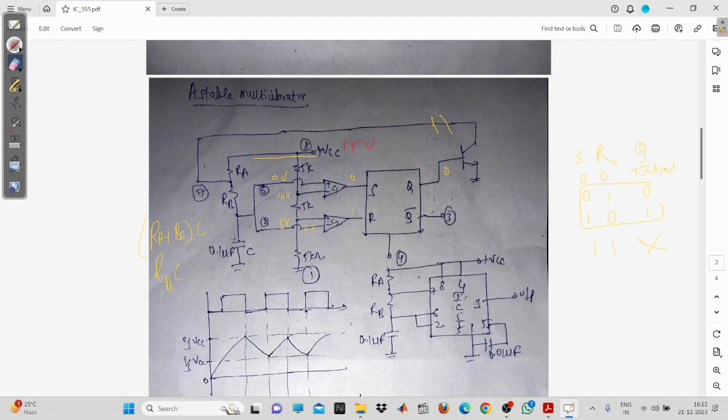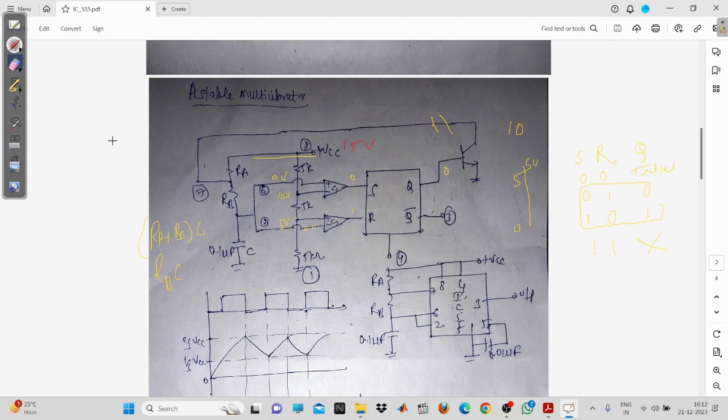So what is going to happen to the capacitor voltage? The voltage is going to start from 0 and rise. There are two limits, that is 5 and 10 volt. The capacitor voltage is charging from 0. What is going to happen when the capacitor voltage crosses 5 volt, and suppose it is at 6 volt?